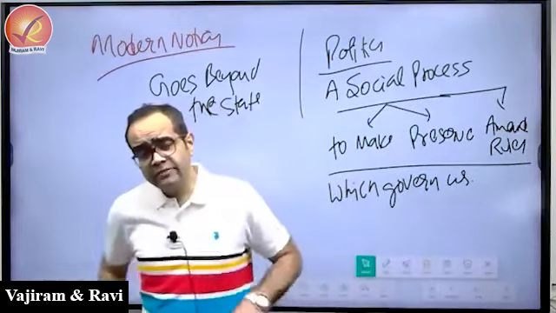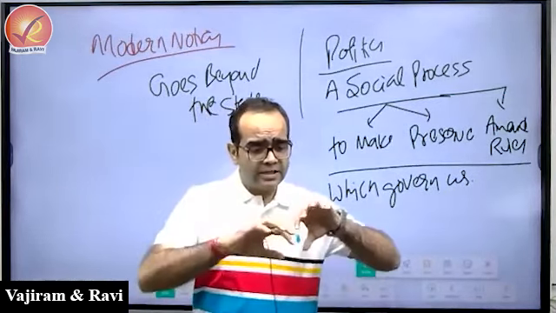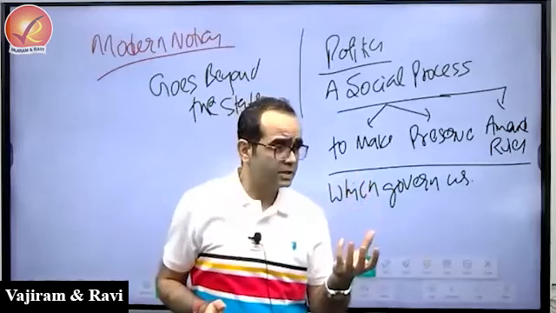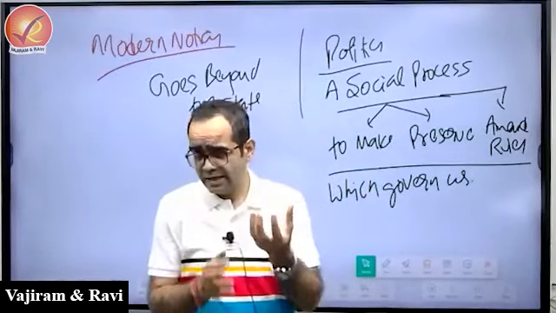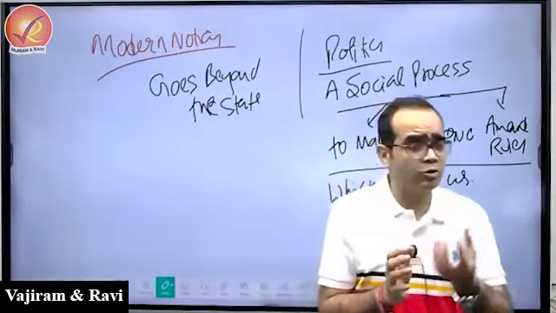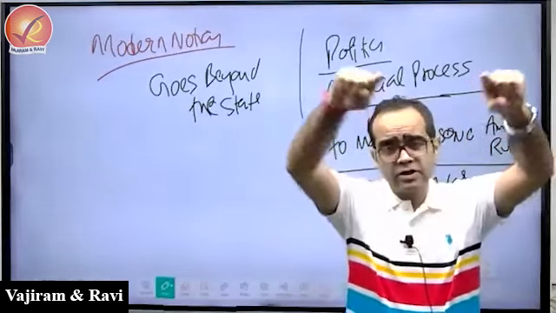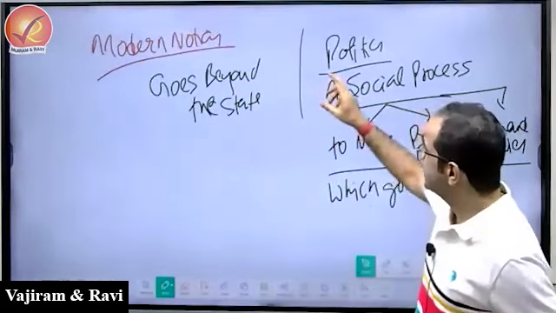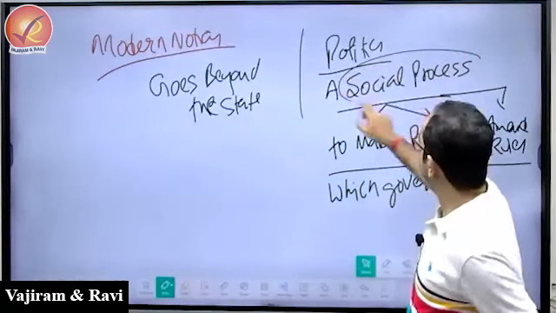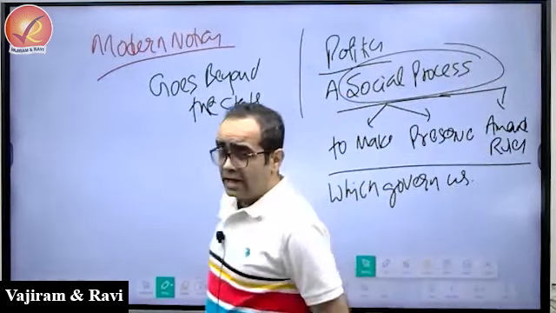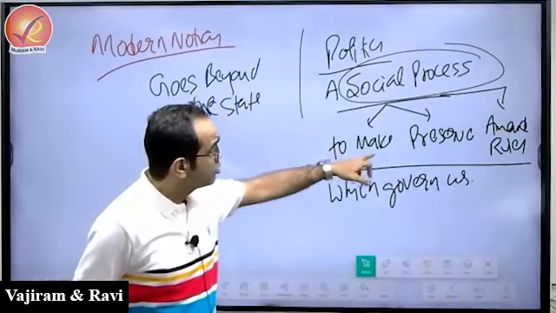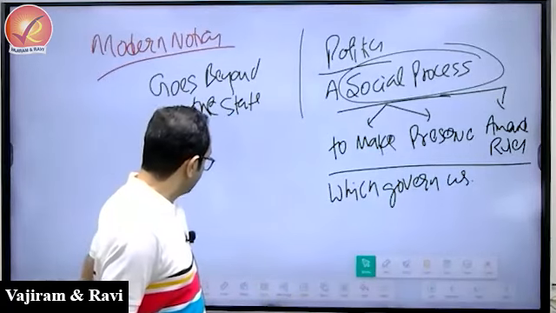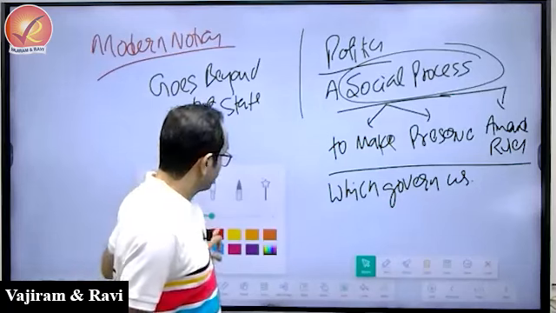So the modern definition of politics has moved beyond the state, moved beyond the study of the state, and said this politics is now not confined to the state. Politics is now considered as a vital social process. And this politics goes beyond the state. It's a vital social process, and this process is about how we are going to make rules, how we are going to preserve the rules, how we are going to amend the rules under which we live.